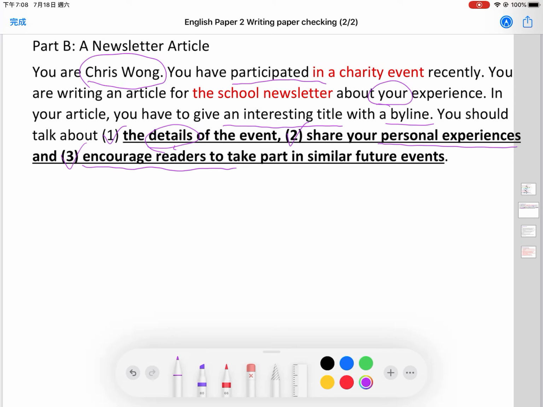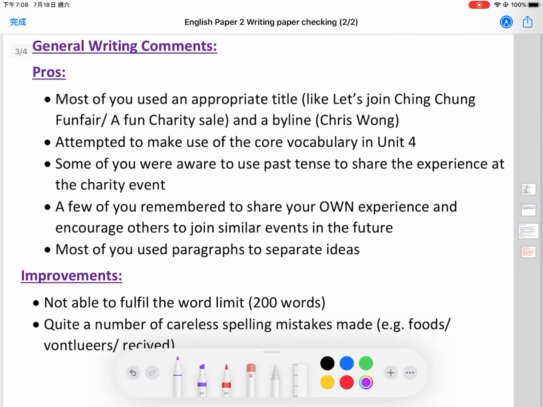So let's look at the general comments. These are the general comments. I've marked all your writings, and these are the general comments that I would like to tell you. Now in general, the pro side is, most of you used an appropriate title, so you actually had a sense to use the right title for your newsletter article, which is really good. I'm really happy for that.